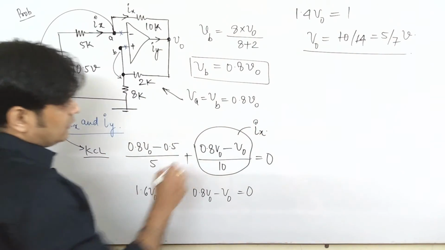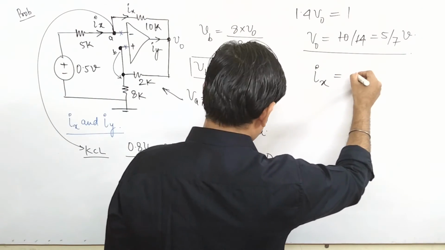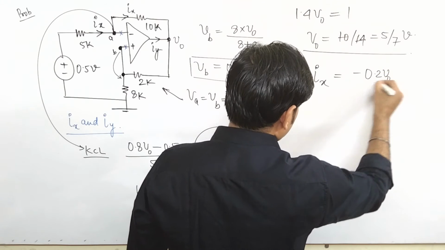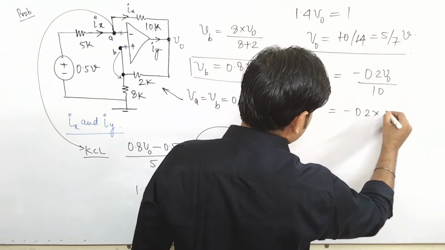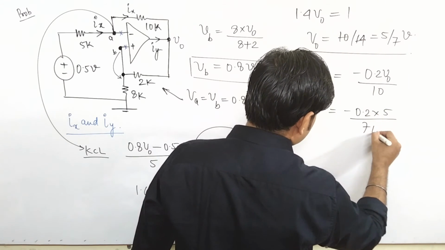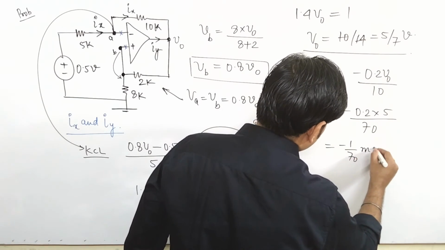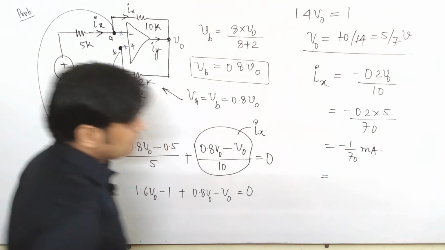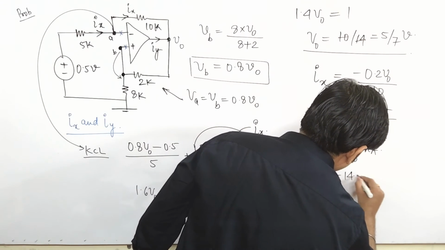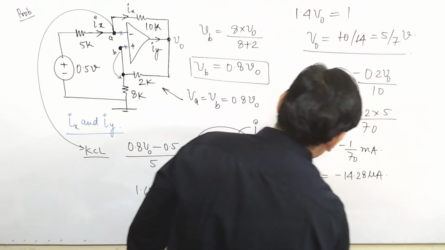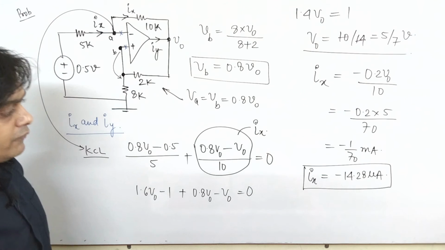Now once you know the value of V0, I can find the value of Ix, as I mentioned here. That comes to be minus 0.2 V0 upon 10. That comes to be minus 0.2 into V0, which is 5 upon 7, so it comes to be minus 1 by 70, in milliamperes. If you solve this, it is minus 14.28 microamperes. So this is the value of your Ix.